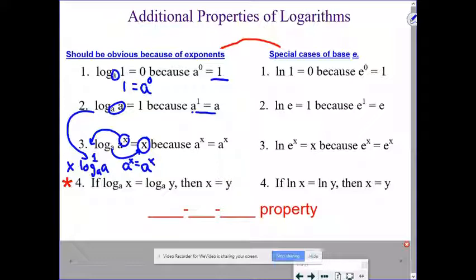And then if I look at number 4, another example of the one-to-one property. Then, if I look to the right side, we have some other ones with ln, the natural log, log with a base of e. So if I look at number 1, log base e of 1, well, change it. If I don't know what that is, let's say that's x. So e to the x is 1. Well, what does x have to be? x has to be 0. Therefore, yeah, natural log of 1 is 0.